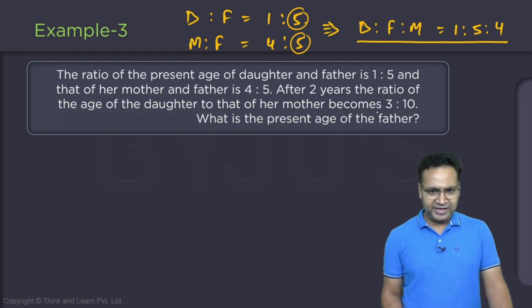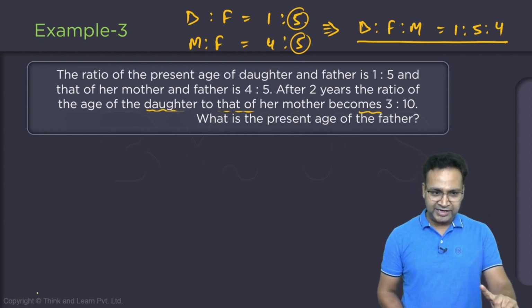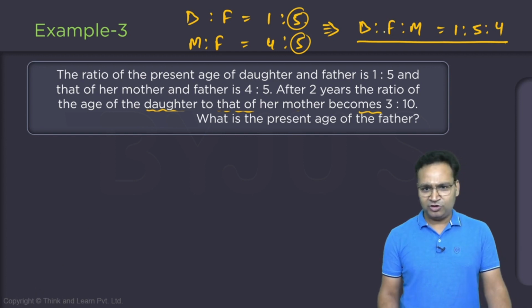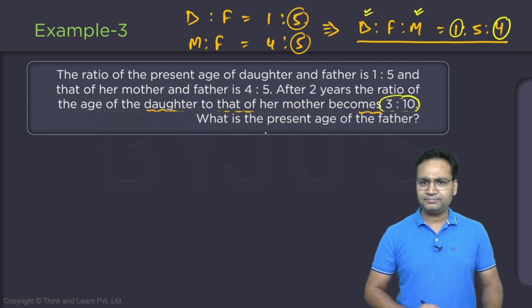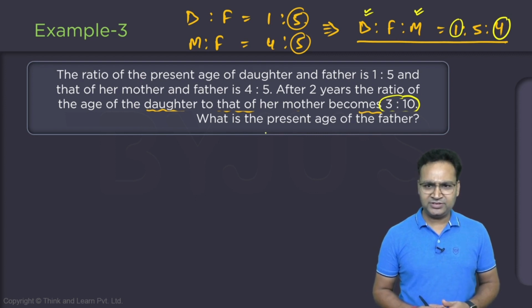Later on they are saying daughter and mother. So let me just highlight the 2 people there. Daughter and mother is 1, 4. And now this ratio is 3:10. Tell me guys, is this clear?